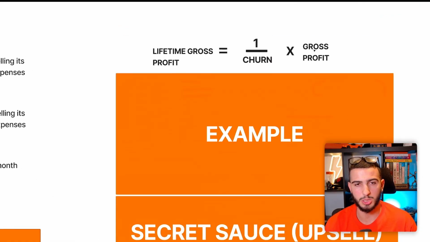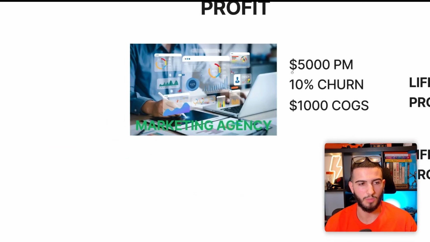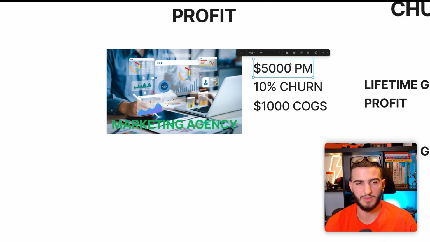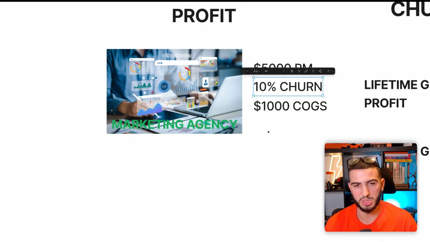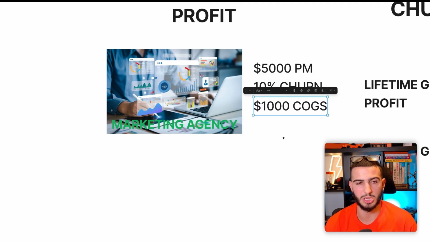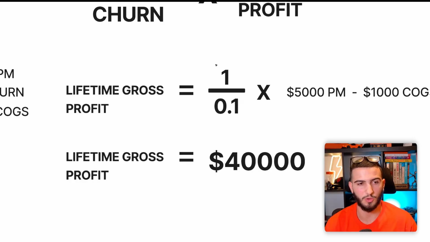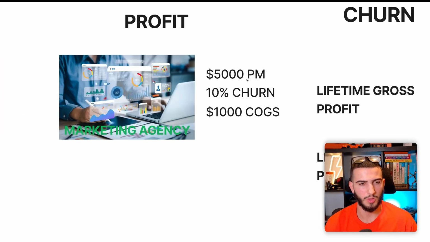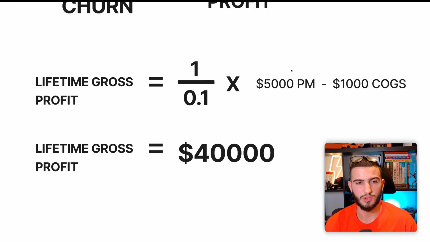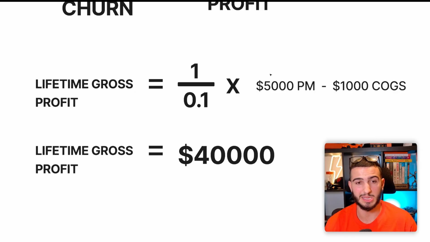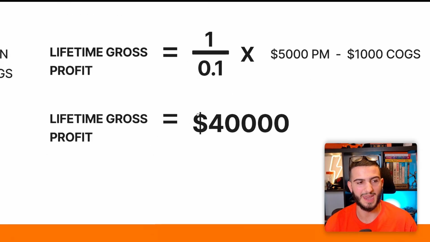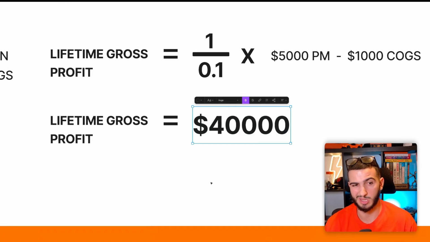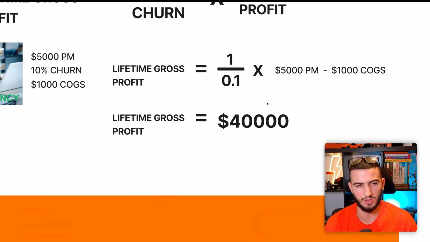LTV is 1 divided by churn, times gross profit. So let's say I've got a marketing agency and I've got marketing services for 5K. I've got a 10% churn and I have a $1,000 cost of goods sold, which is basically how much it costs me to deliver the specific services to a client. My LTV will be 1 divided by 0.1, which is my churn rate, and then all I have to do is times that by my gross profit, which in this case is 5K minus 1K. Then I get a lifetime gross profit of 40K, which is very, very good, especially for this kind of high ticket offer. And that's pretty much it.